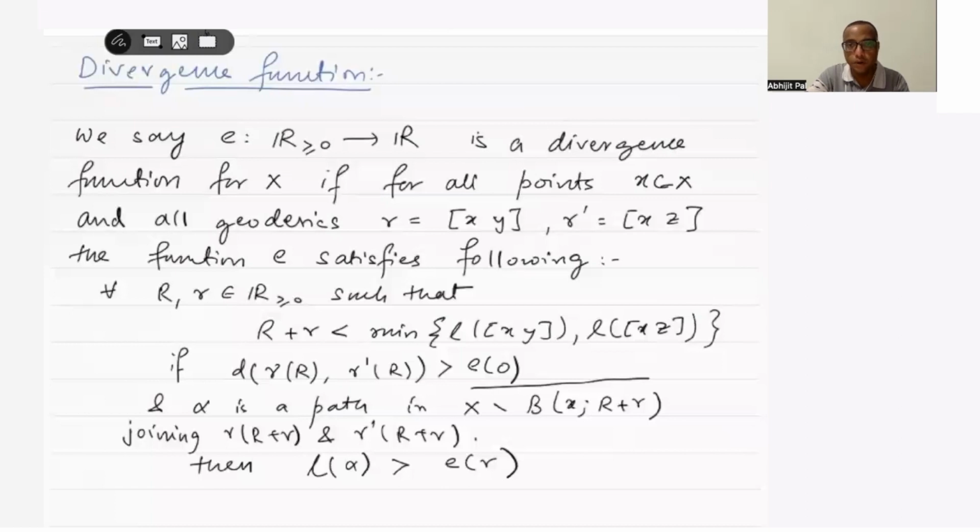In the last lecture, we have introduced divergence function. We have proved that in a hyperbolic metric space, there exists a divergence function which is exponential. In this lecture, we will prove that in a metric space, if there exists a nonlinear divergence function, then that metric space has to be a hyperbolic metric space. So first, let us recall the definition of this divergence function.